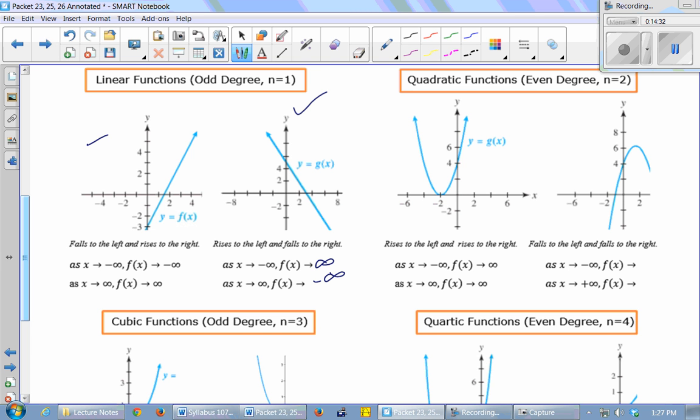All right, and then let's look at a quadratic function with an even degree. For this one on the left, we've got both arms up. So as x approaches negative infinity, the y's approach positive infinity. And as x approaches positive infinity, the y's approach positive infinity. So the graph rises both to the left and to the right. And then I've got a quadratic that opens down, and the graph falls to the left and falls to the right. So my end behavior in both cases is negative infinity. Both arms down.